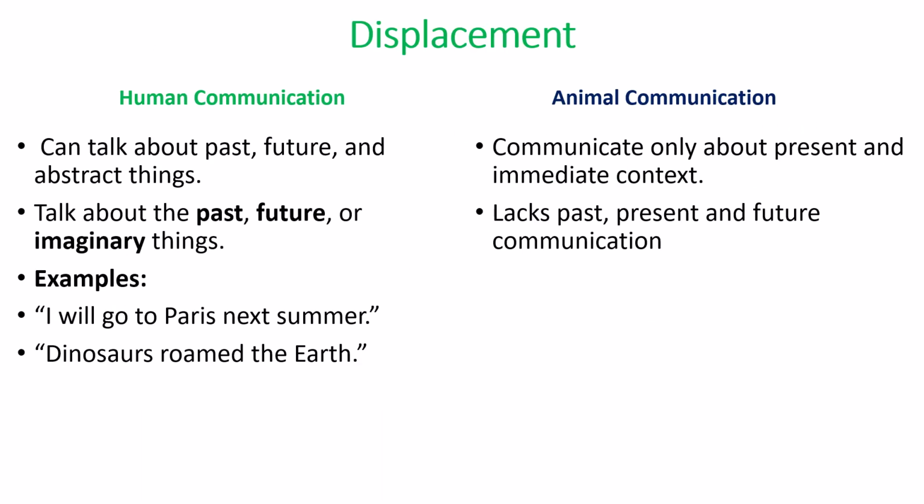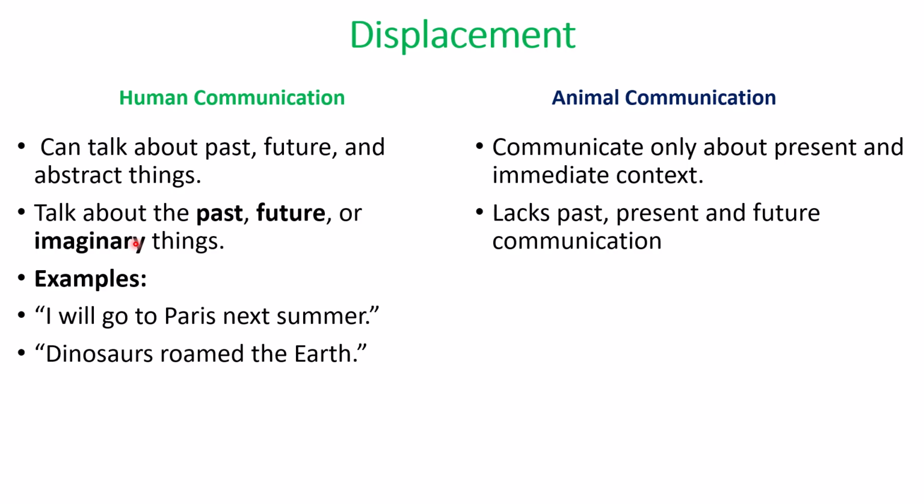Let's see another feature, displacement. Human communication allows individuals to talk about past, future, and abstract things, real, unreal, imaginary things that are not present in time or space. That is the advanced feature of human communication. For example, they talk about past, future, imaginary things. Example: I'll go to Paris next summer. This is future. Dinosaurs roamed the earth. This is the past.